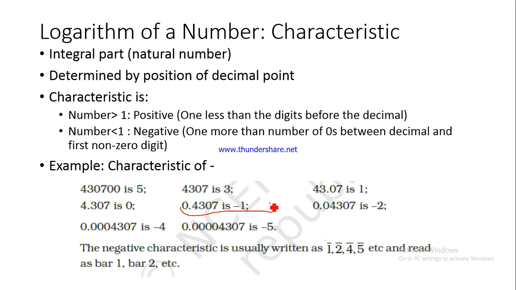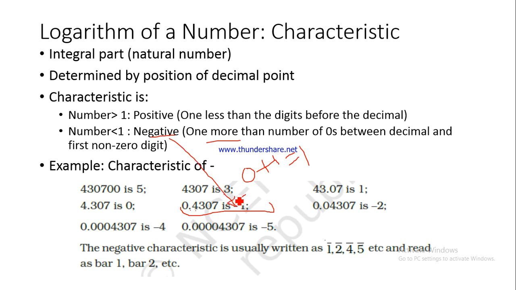I'm repeating this. See, the number is less than 1, which means the characteristic has got to be negative, so you see the minus sign here. And how many zeros are there between the decimal and the first non-zero digit? There are 0 zeros. Since you have to add 1 to the number of zeros, I'll be adding 1 to this 0, and this will become 1, so the characteristic is 1. However, since the characteristic has got to be negative, it would be minus 1, right?